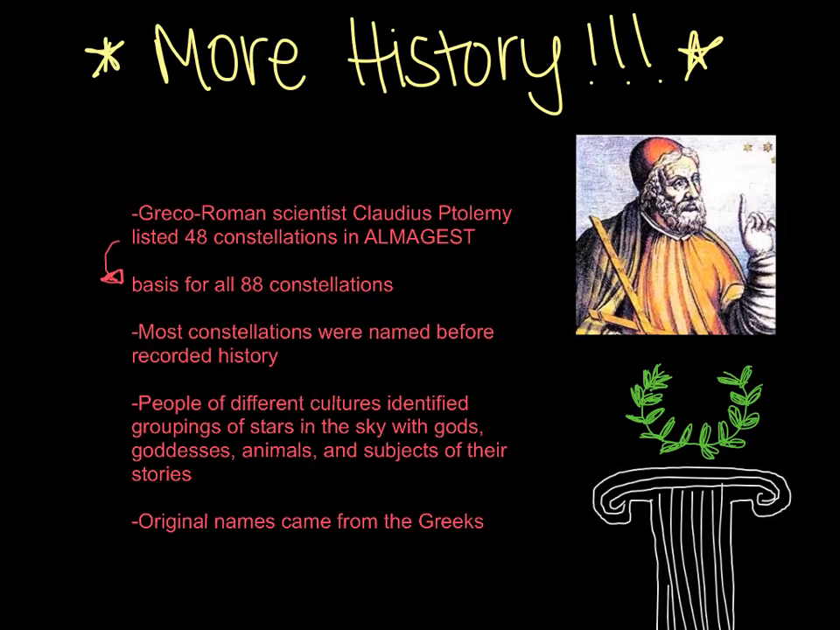So most constellations were named before recorded history, and people of different cultures identified groupings of stars in the sky with gods, goddesses, animals, and subjects of their stories, and the original names came from the Greeks. You'll often hear a lot of constellations associated with Greek mythology.